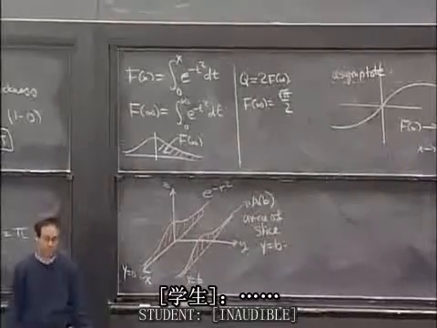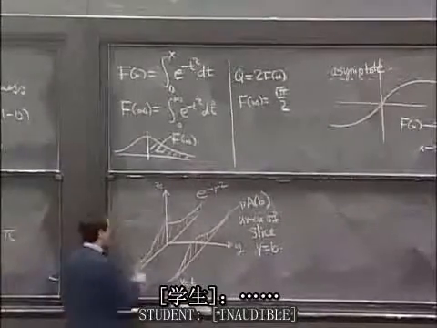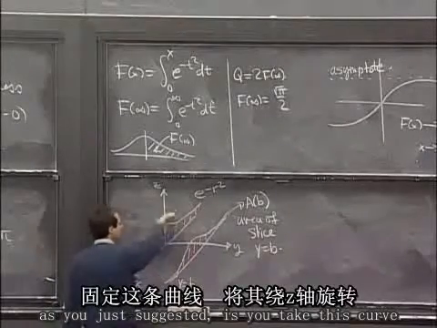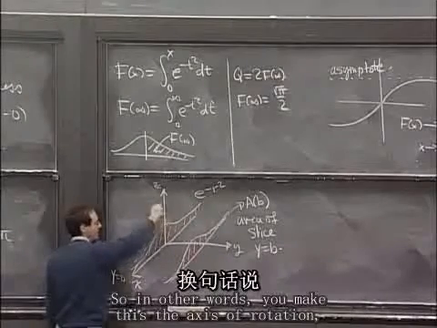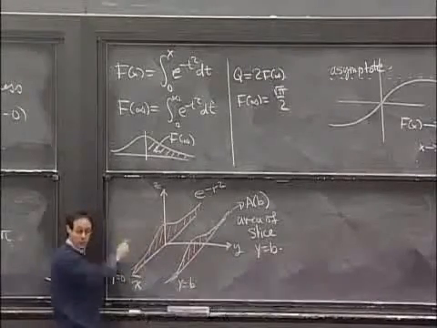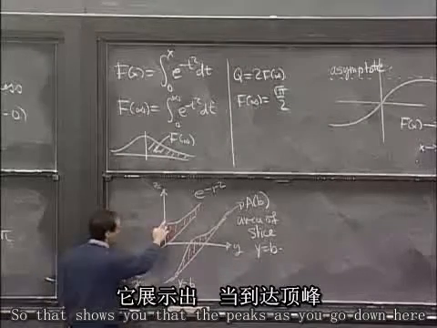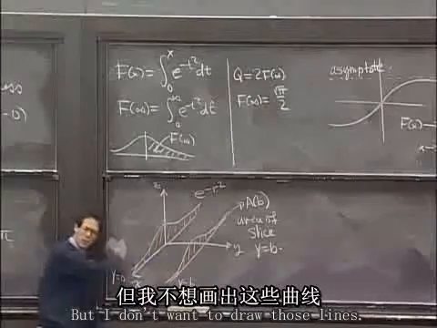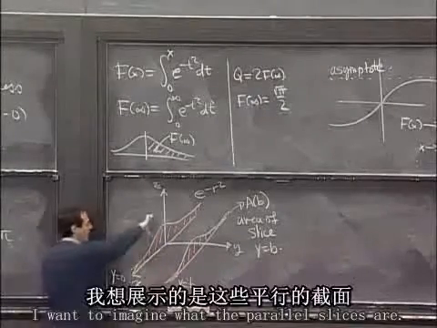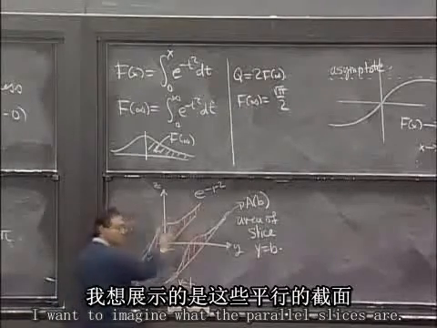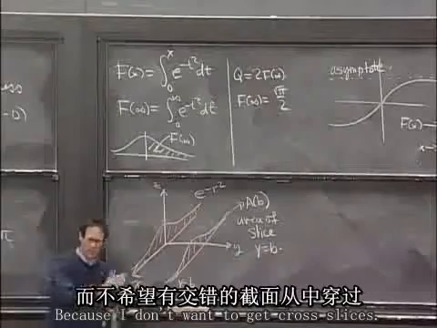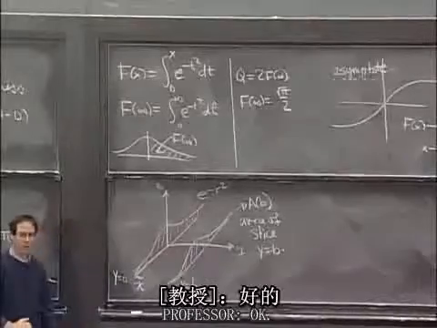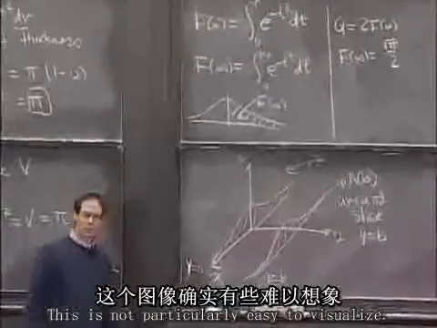Defined by rotating your y equals 0 pink line about... Yeah. So one way of defining the bump, as you just suggested, is you take this curve and you rotate it around this z-axis. So in other words, you make this the axis of rotation, you spin it around. That's correct. So that shows you that the peaks, as you go down here, are going to descend the same way. But I don't want to draw those lines. Okay. I want you to imagine just what the parallel slices are, because I don't want to get cross slices. I want all slices parallel to the same thing. Okay? This is not particularly easy to visualize.